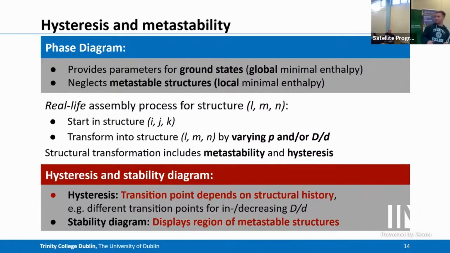And the way you can investigate this is by looking at stability diagrams. These are not really phase diagrams, but very close to that.